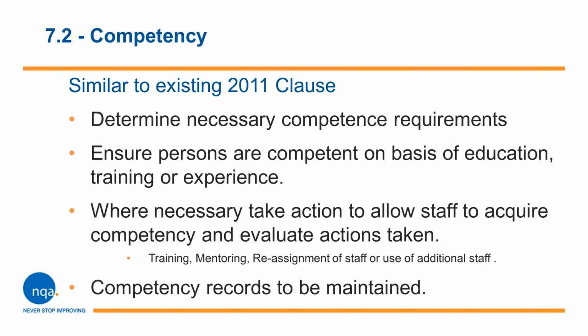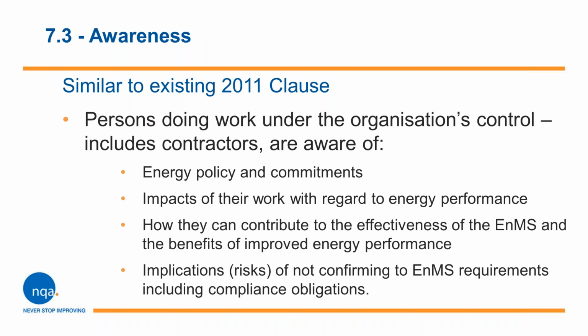So competency hasn't really changed from the old standard. We have to determine the competency requirements of people working under our control, and make sure that people are competent on the basis of education, training or experience. And if people haven't got the necessary competence, we need to allow them to get it. Awareness is very similar: people doing work under our control, including contractors, are aware of the policy, how their work can affect our energy performance, how they can contribute to our energy performance, and the implications of not conforming.